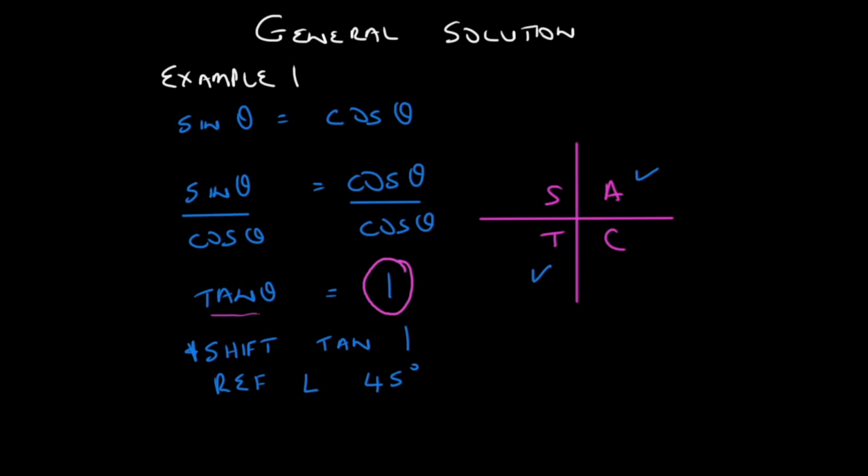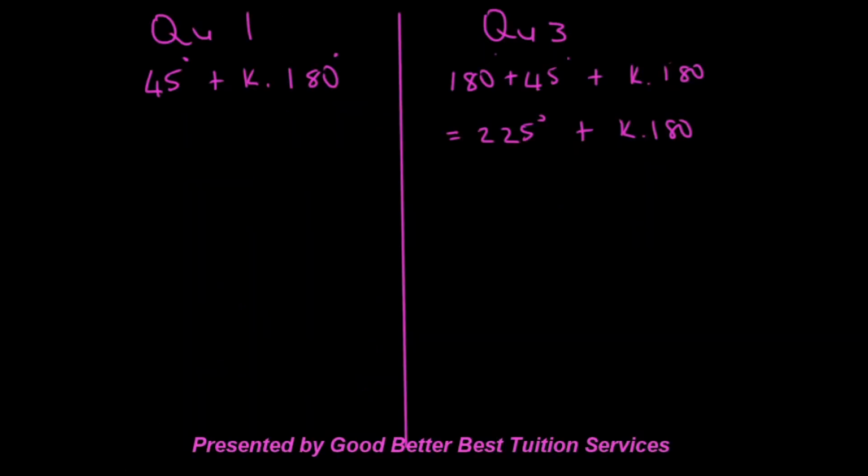Let's look at what we do on the next page. So look at quadrant 1. We have 45 plus K180, and in quadrant 3 we have 180 plus 45 plus K180. I want you to take special note of the K180. Why is it K180? Well, what is the period of a tan graph? The period of a tan graph is 180 degrees.